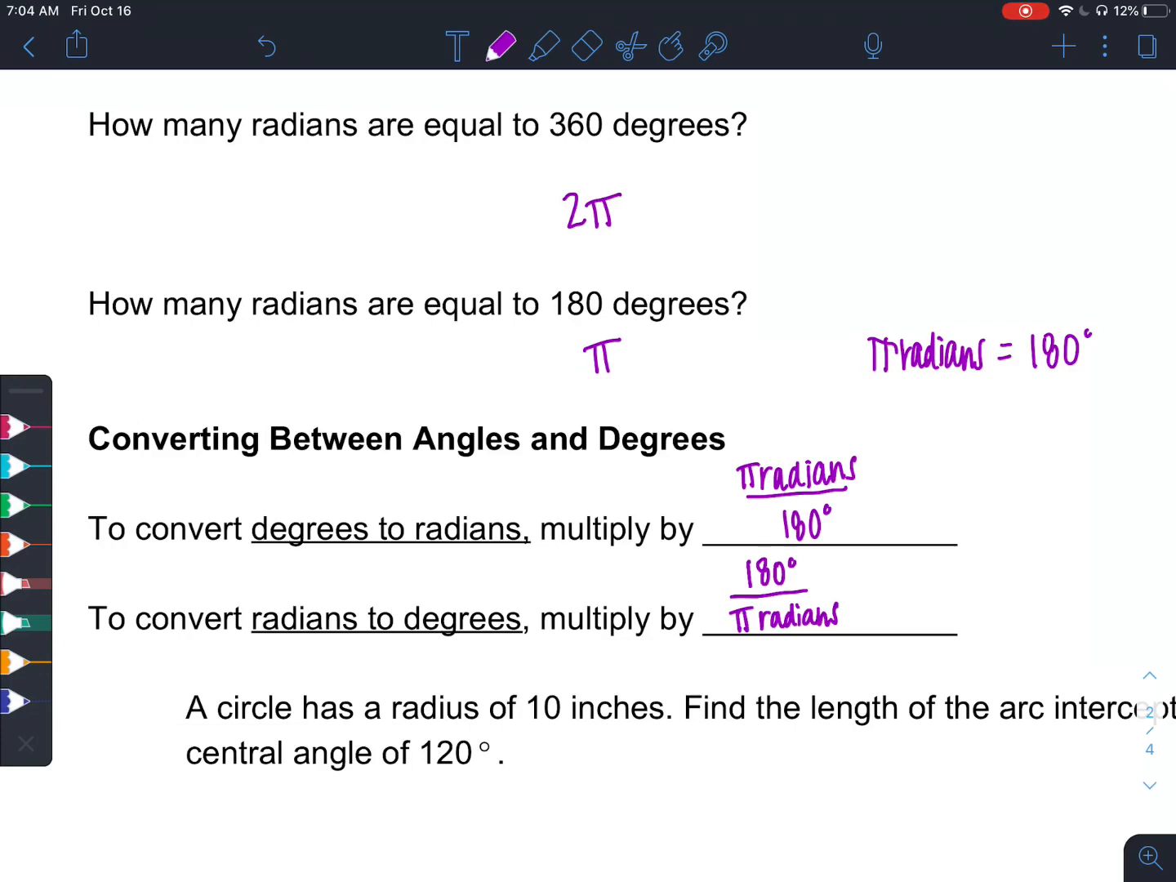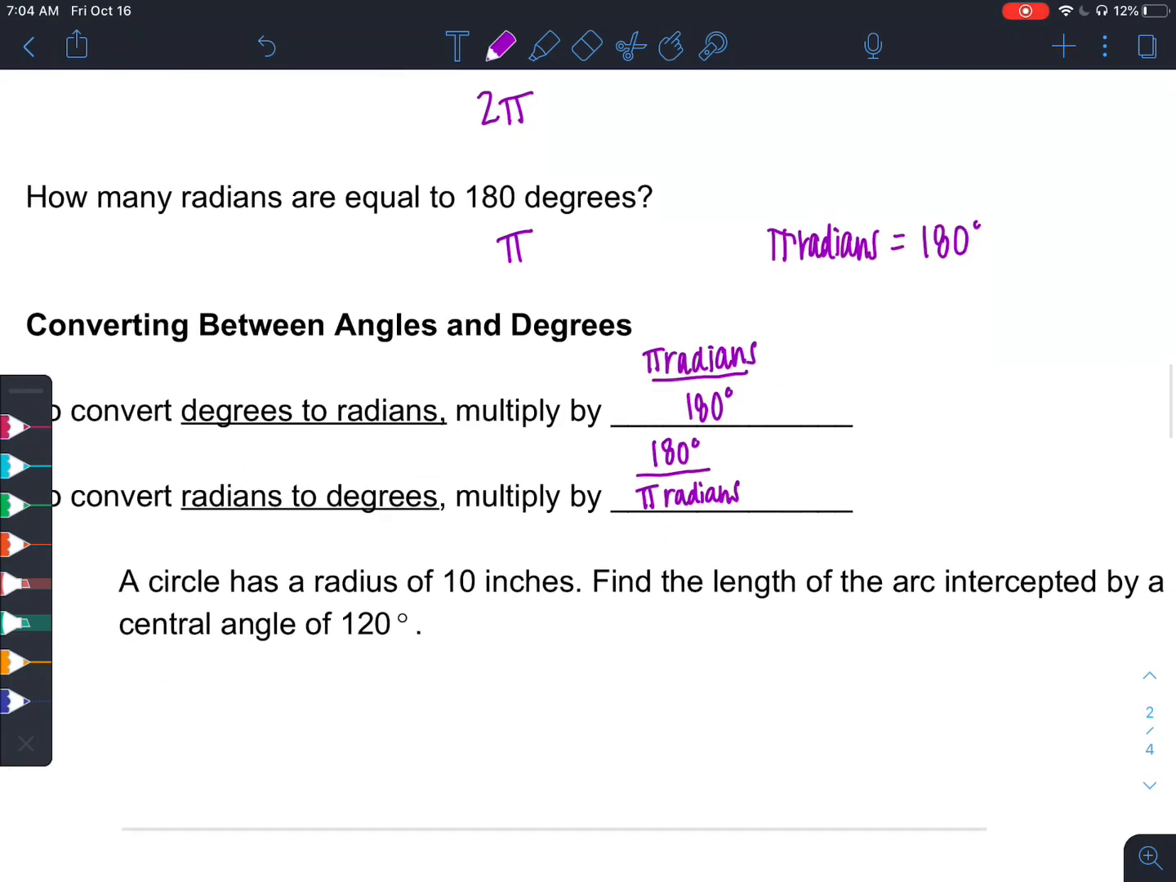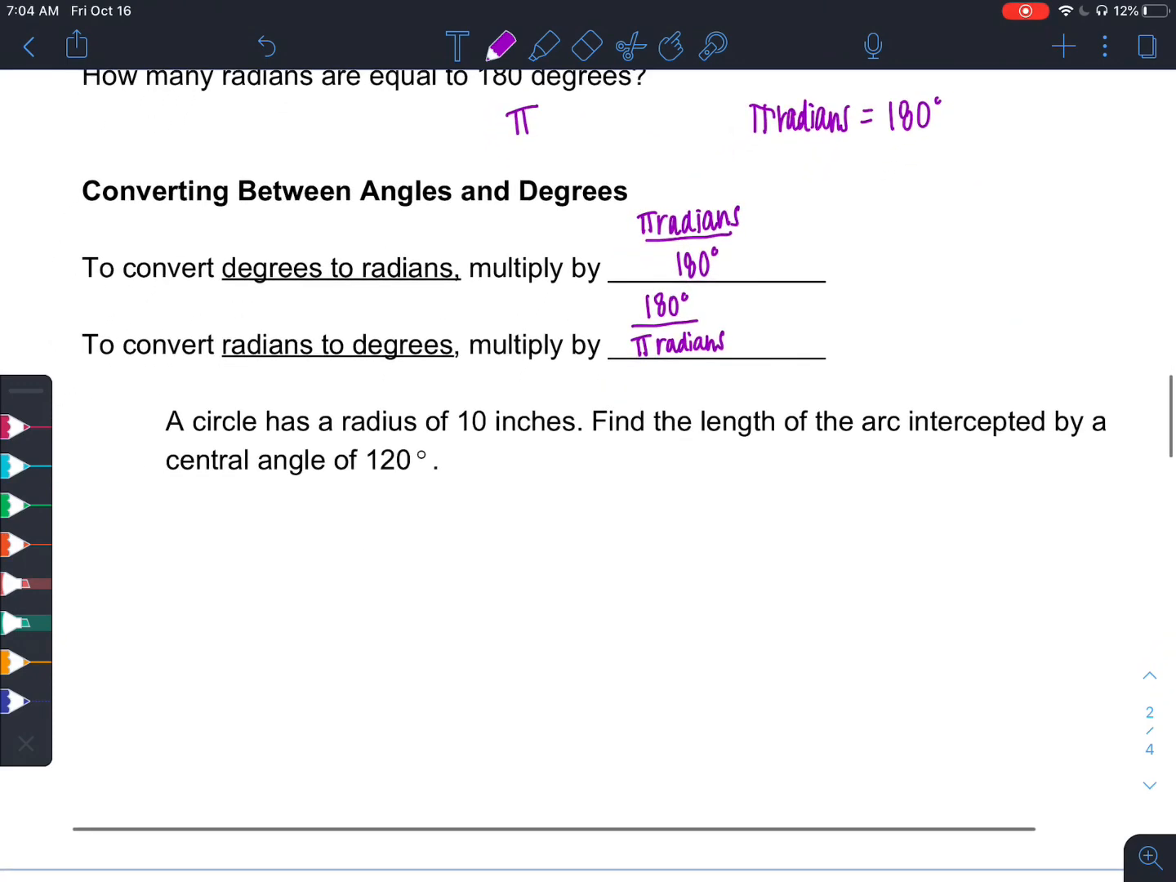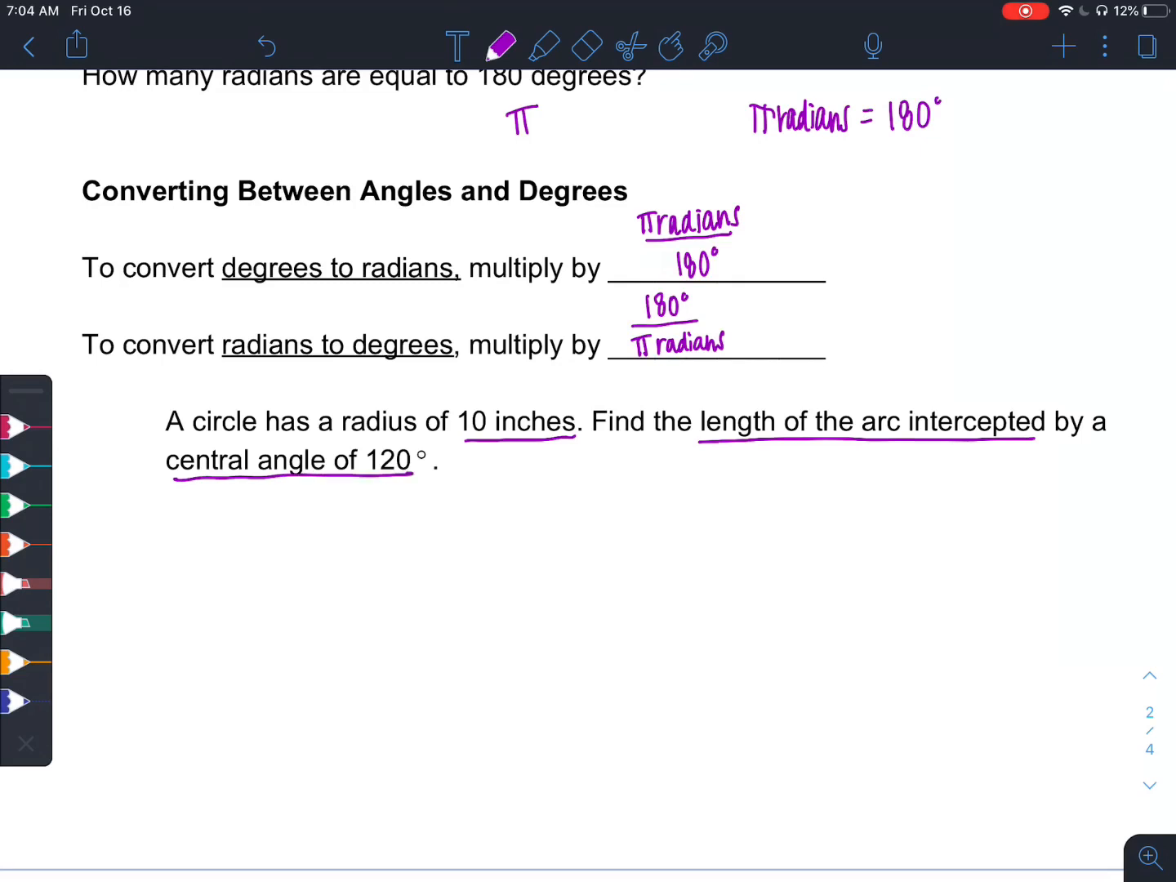Okay, so the reason why we would do that is if it asks for different units than we were given. So a circle has a radius of 10 inches. Find the length of the arc intercepted by a central angle of 120 degrees. So we're looking for our intercepted arc, and s is equal to r theta. Our radius is 10, and our central angle is 120. But we want to multiply by radians.